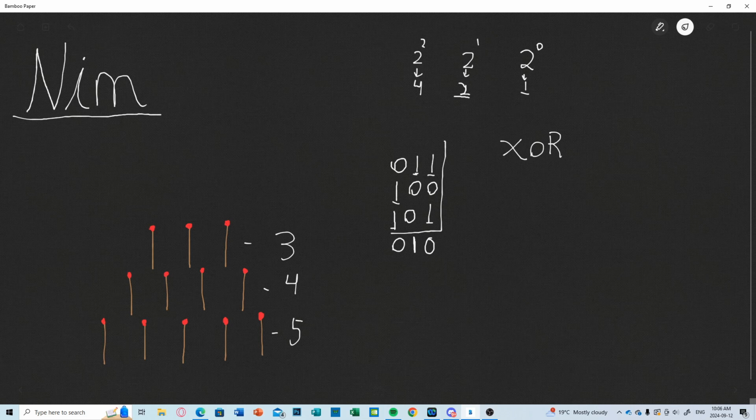Now, the key to winning NIM is to make the XOR result that you calculate equal to 0. If the result is 0 after your turn, then you're in a winning position, but if after your turn your XOR result is not 0, then that means you're in a losing position. For our example, our answer is a 2, because 0 1 0 in binary is equal to 2 in decimal.